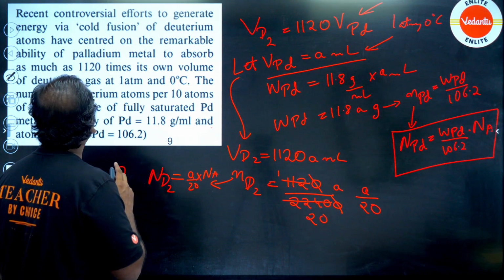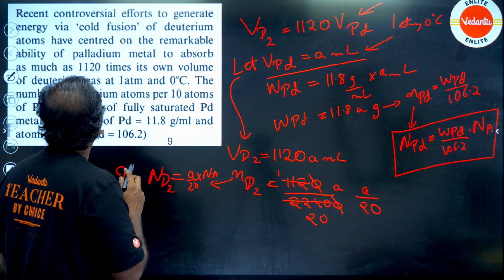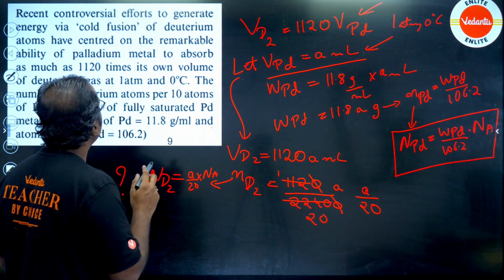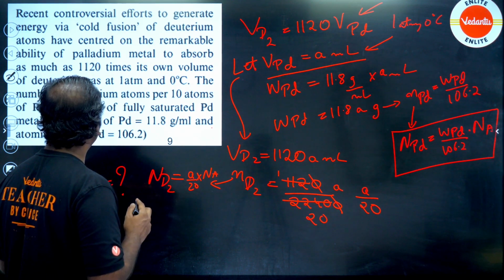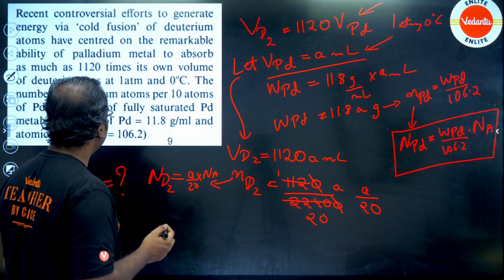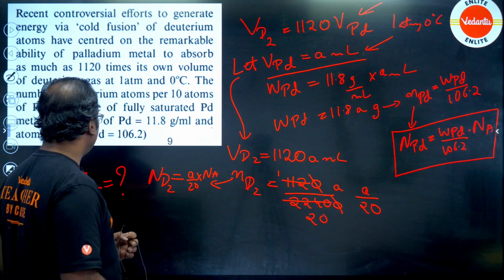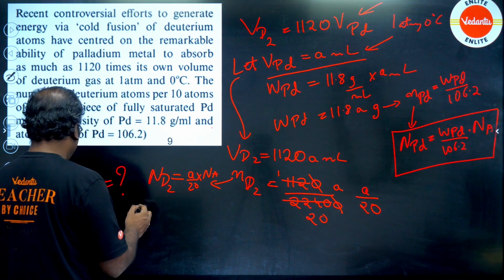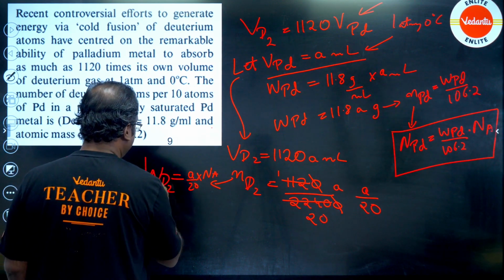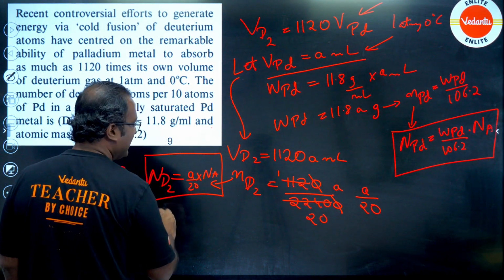Let me go back to the question. We don't have to talk about deuterium molecule. He's talking about deuterium atom itself. Look, it seems like it. Okay, no problem. Let's take the question ahead. So, we know that the number of deuterium particles is A by 20 into Avogadro.